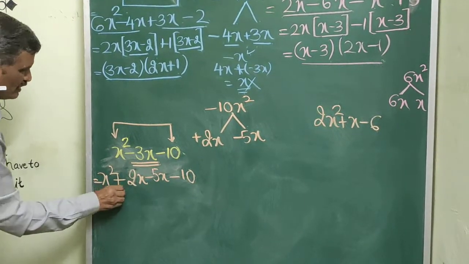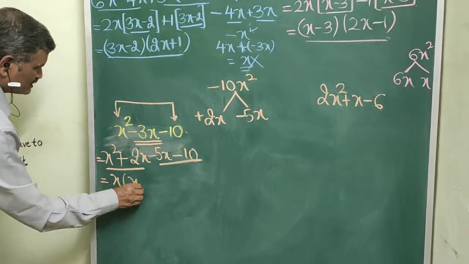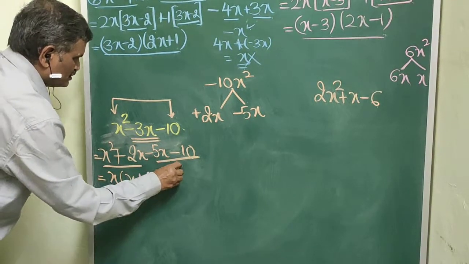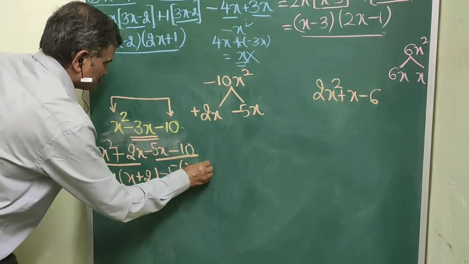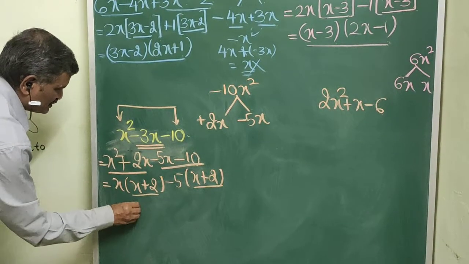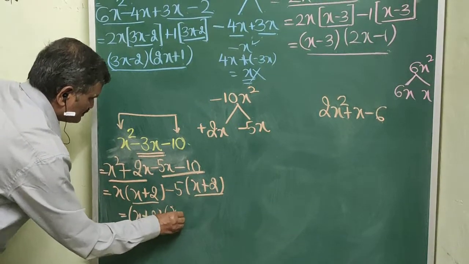By doing so, what will happen? Let us see. x is common again, so x plus 2. Minus 5 is common again, so x plus 2. Finally again x plus 2 is common. So x plus 2 into x minus 5.